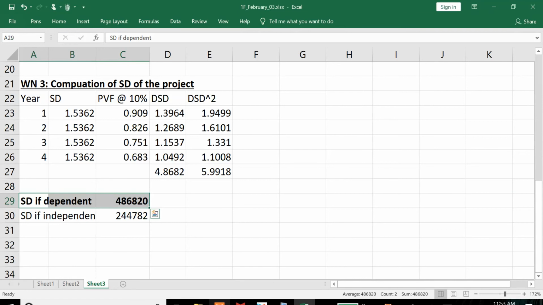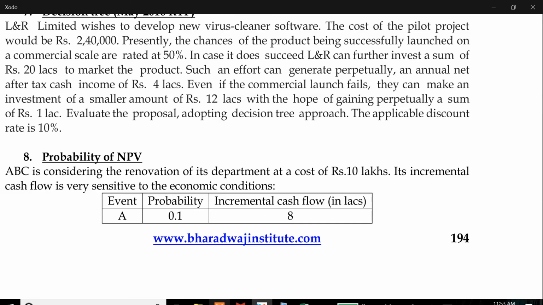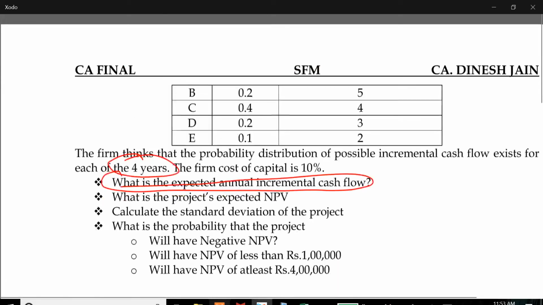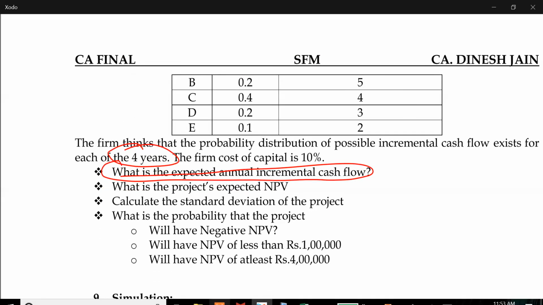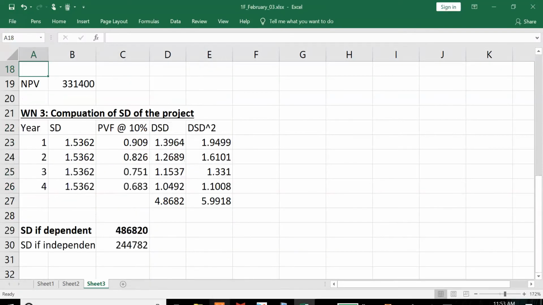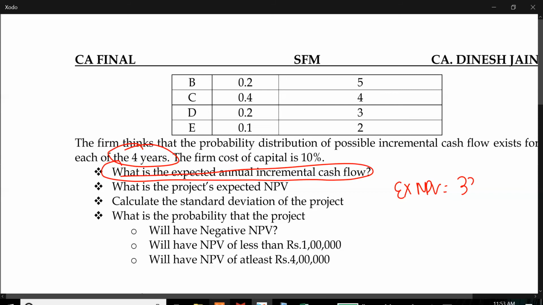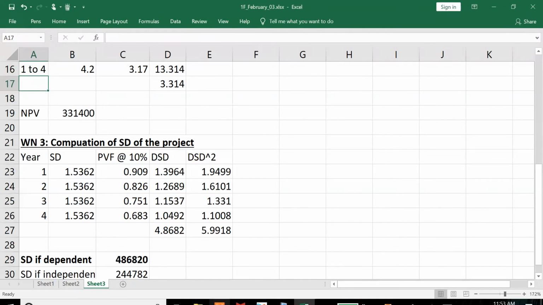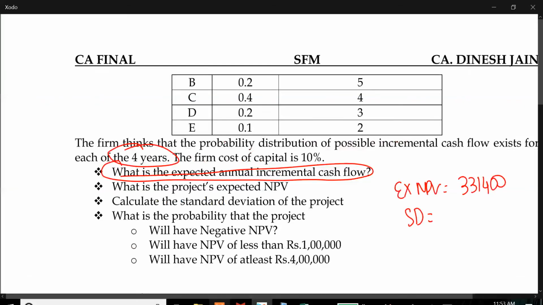Done? Okay, now listen. Now we'll go through the Z. It can ask me for anything: what is the probability that the project will have negative NPV, positive NPV, less than, greater than? I can do any analysis provided I have these two numbers. The expected NPV is 3,31,400, and the standard deviation is 486,820, assuming dependent.